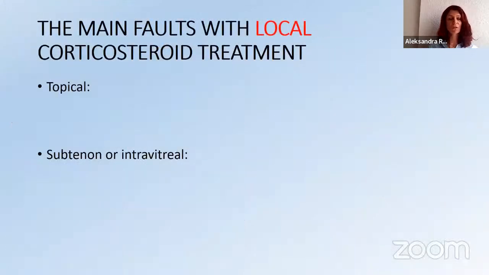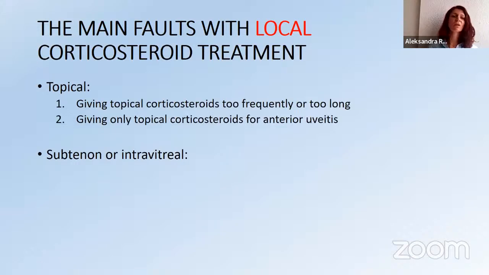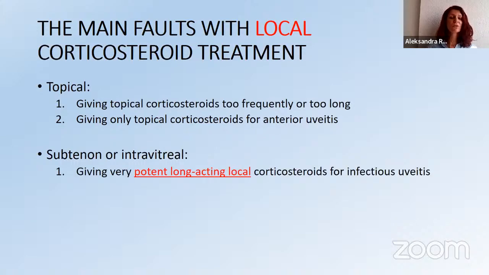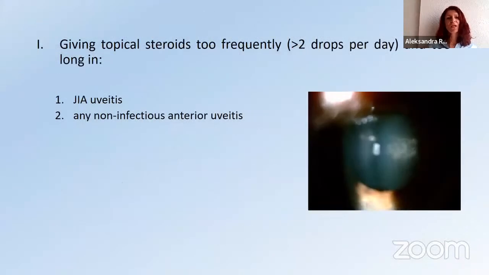So the main faults with local corticosteroid treatment include topical and subtenon or intravitreal applications. For topical, those are giving topical corticosteroids too frequently, too long, giving only topical steroids for anterior uveitis in cases who have some other problems, and for subtenon, giving very potent long-acting local corticosteroids for cases of infectious uveitis, giving subtenon corticosteroid injections for scleritis, giving subtenon corticosteroid injections too frequently and causing glaucoma, and injecting intravitreal corticosteroid implants in aphakic eyes.